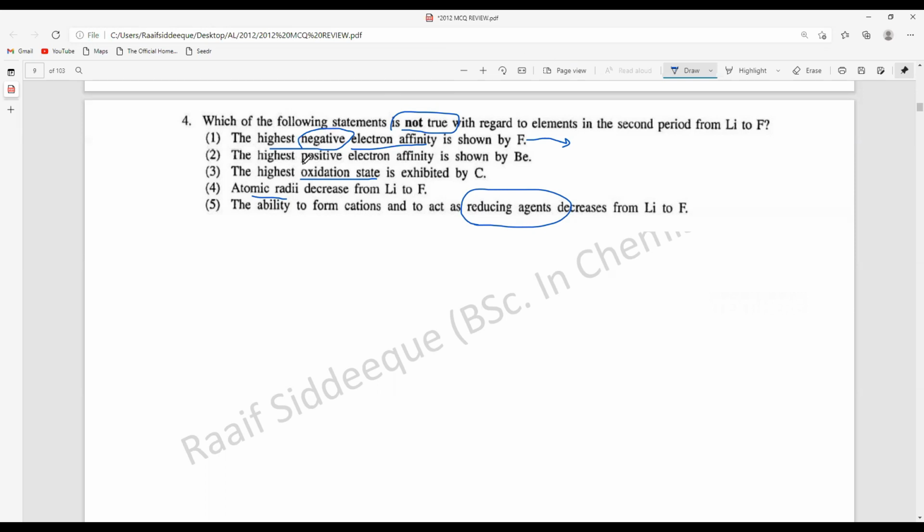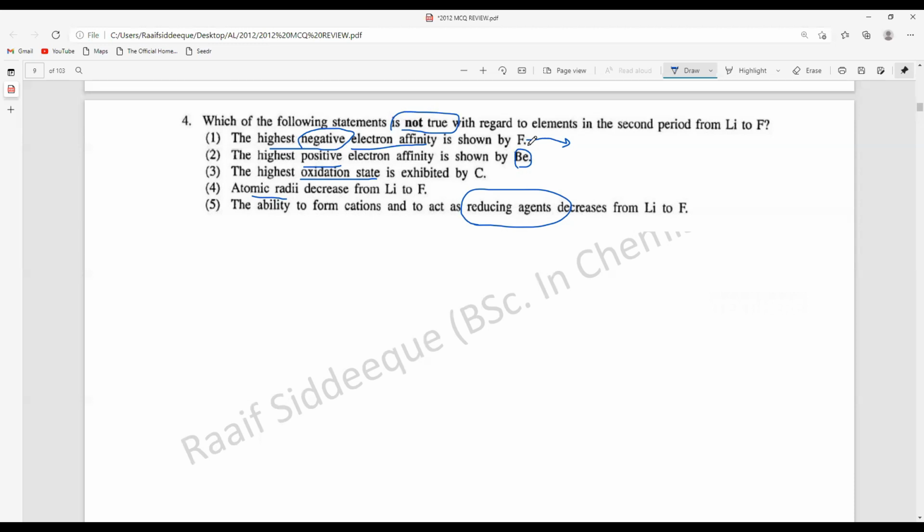But when you go to the second statement, for beryllium, it is already in a stable state. Now you are going to put an electron in and break the stable configuration. This will not be favored for beryllium, so you have to supply energy to break the stable configuration. That is why it will have a positive electron affinity. Identify the difference between the two, but the highest negative value will be shown by fluorine because it is in the 7th group and it just needs one electron.